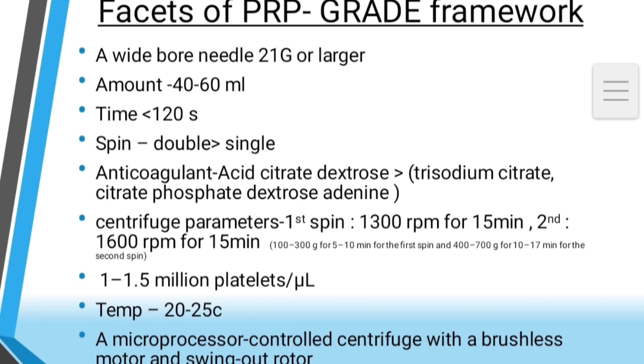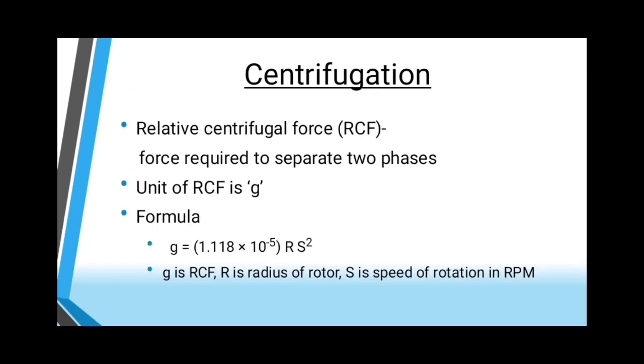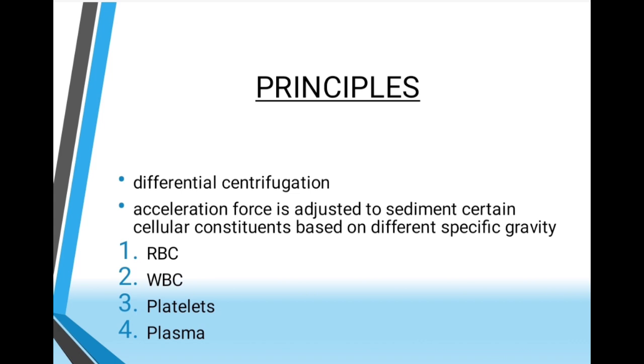So centrifugation: relative centrifugal force is required to separate the two phases of blood. The unit of relative centrifugal force is G, and G is calculated by the following formula, wherein G represents relative centrifugal force, R is the radius of the rotor, and S is the speed of rotation in RPM. The principle of centrifugation is differential centrifugation, depending on the specific gravity of the cells, which get sedimented. RBCs, having high specific gravity, settle first, followed by WBCs, followed by platelets and plasma.